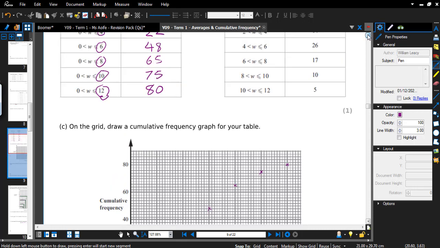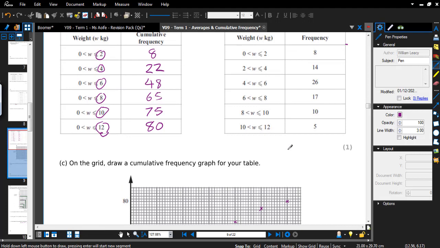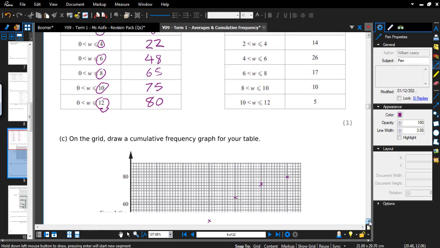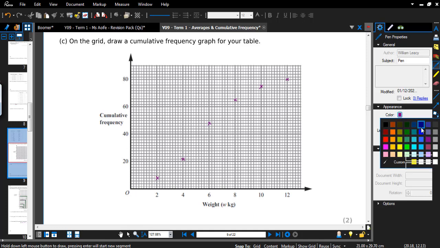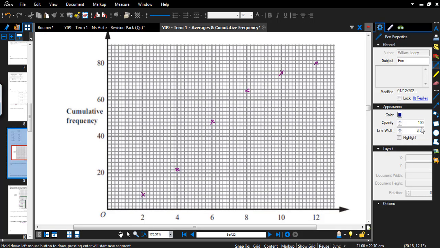And then we have 4, 22 and 2, 8. Now you don't have to connect this to the end. Bear in mind I am not a great artist, and I'm on a kind of device that doesn't allow me to be a great artist either.